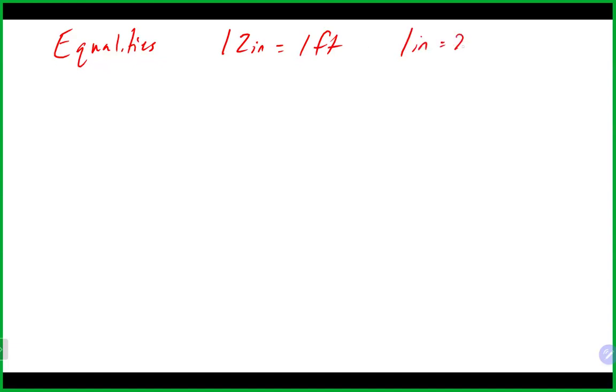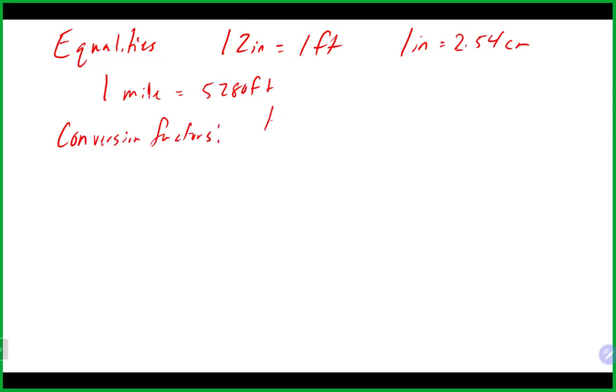1 inch is 2.54 centimeters. 1 mile is 5,280 feet. So from any equality, as we talked about, you really could write two conversion factors. And conversion factors, again, are really just fractions, where, for example, you put one unit on top and the other unit on the bottom, or you could flip it around and do it in the opposite direction.